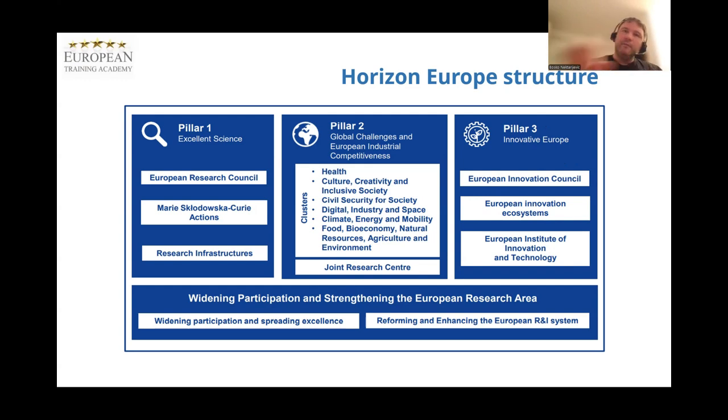Now, below what you see as a sort of cross-cutting one is the widening work program, widening participation and strengthening the European research area. And I mention that because it's targeting those countries, we call them widening countries, which are not at the level of competitiveness in research and innovation as the leading ones. So it enables instruments for how we're going to strengthen the quality of their research and innovation and so on.